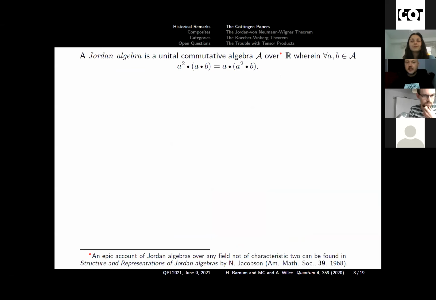Just so we're all on the same page, a Jordan algebra is a unital commutative algebra over the real numbers where the Jordan identity holds. By an algebra, I mean a vector space equipped with a distributive multiplication, just for the record.